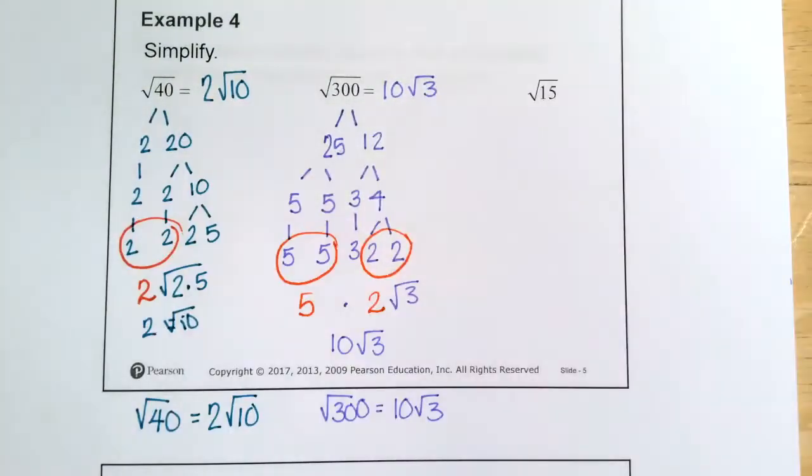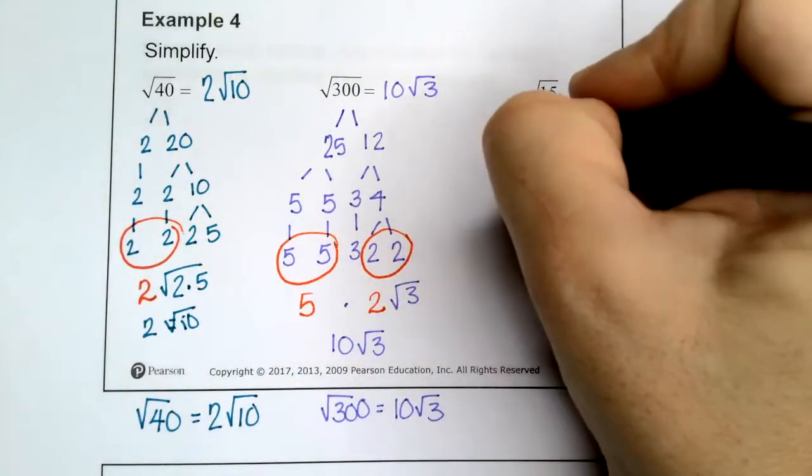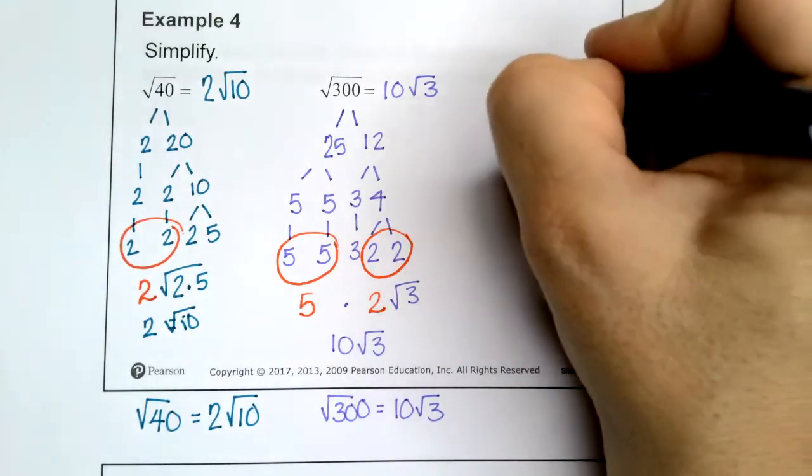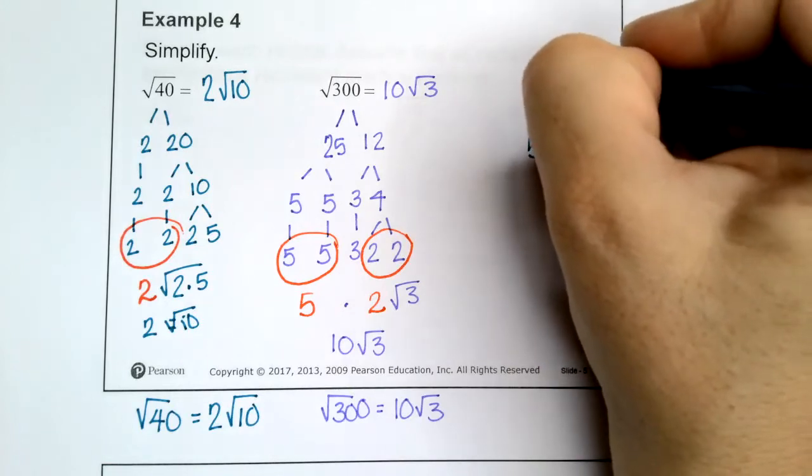Square root of 15, I think we already saw this today, right? 15 becomes 5 times 3. Those are both prime and there are no pairs. So the square root of 15, we just leave as the square root of 15.